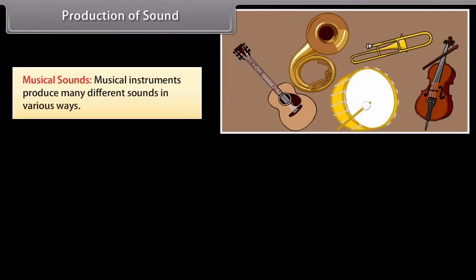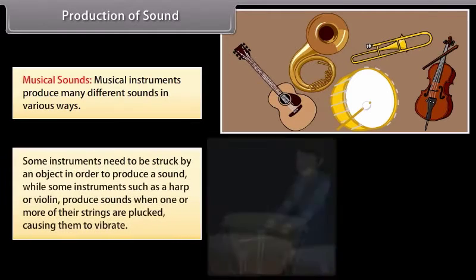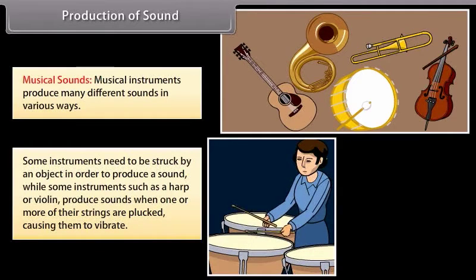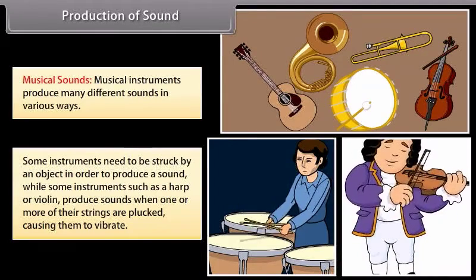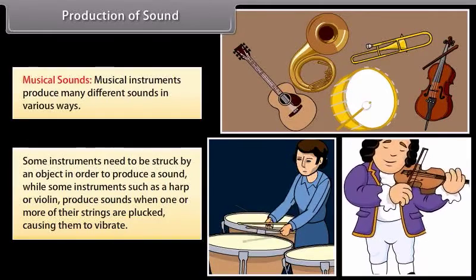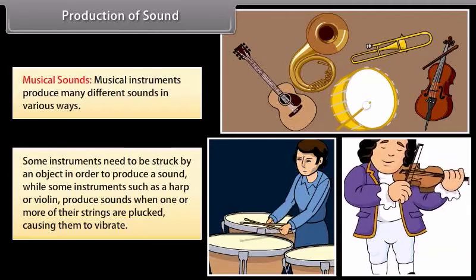Musical sounds. Musical instruments produce many different sounds in various ways. Some instruments need to be struck by an object in order to produce a sound, while some instruments, such as a harp or a violin, produce sounds when one or more of their strings are plucked, causing them to vibrate.